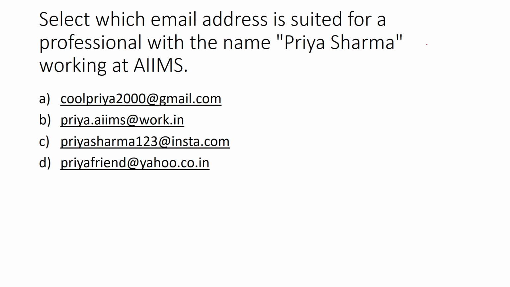Next, select which email address is suited for a professional with the name Priya Sharma working at AIMS. So Priya Sharma working at AIMS, it will be priya.aims@work.in. It should be the one highlighting that yes, it is a work professional email.